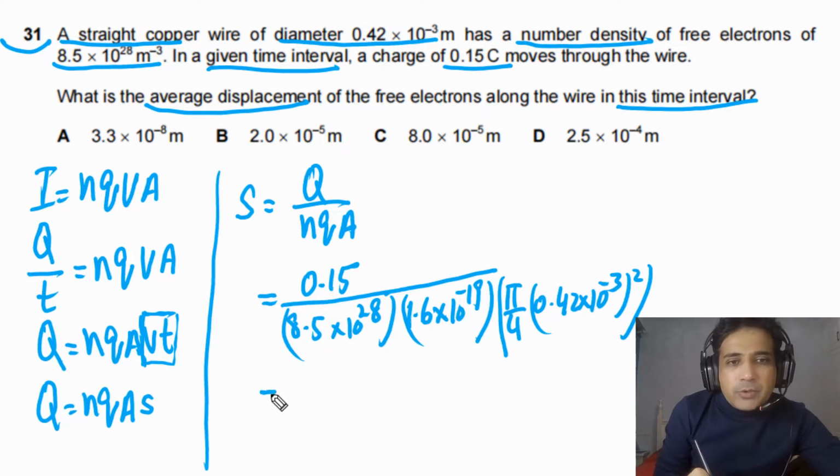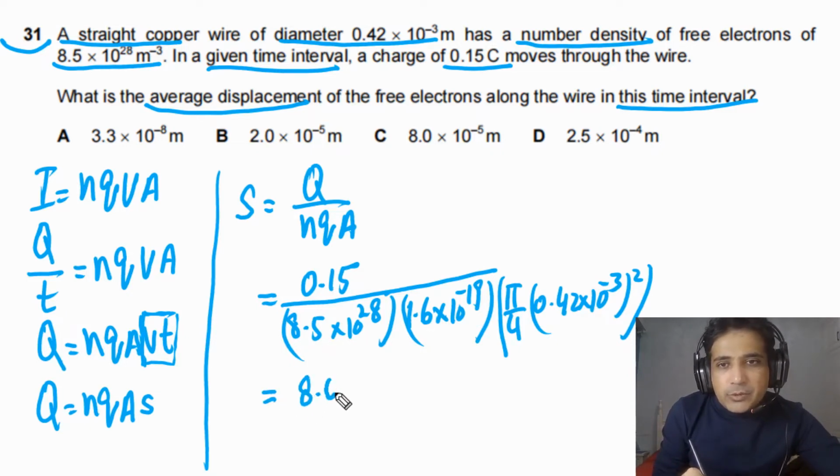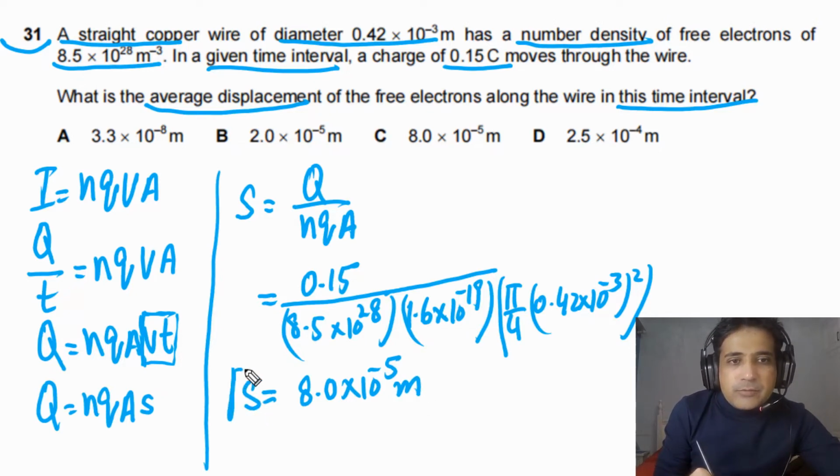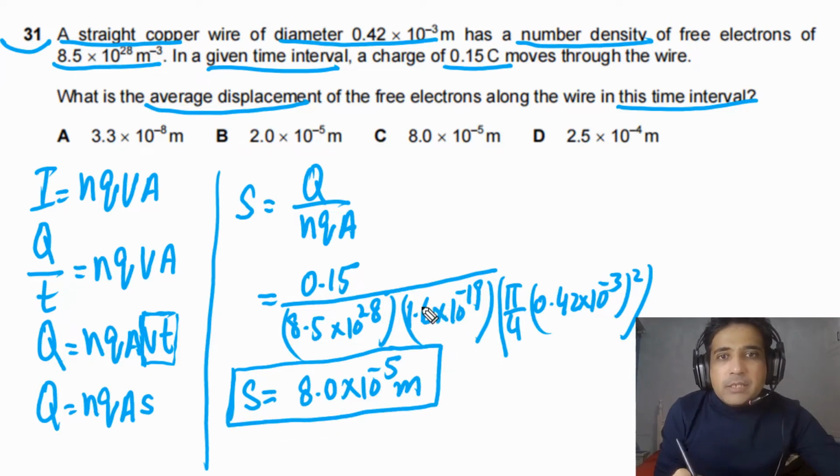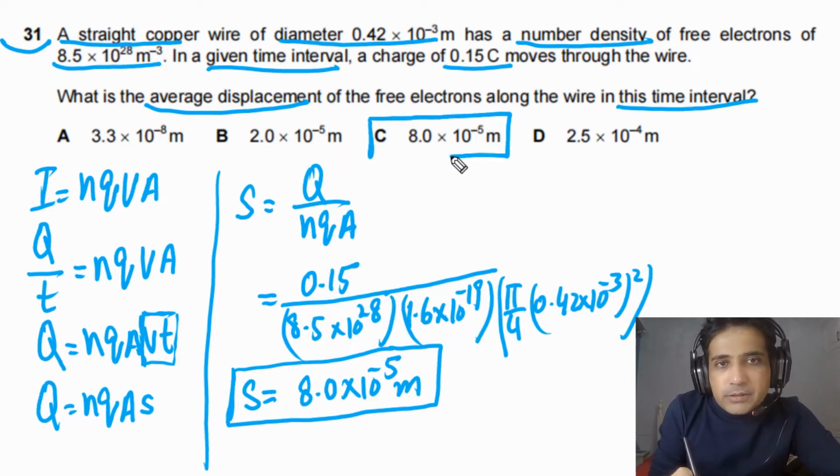Now if we solve this for S, our final answer will be 8.0 times 10 to minus 5 meters. This is what you need to calculate, and this is the average displacement of free electrons in the given time interval. So our answer for this question is C.